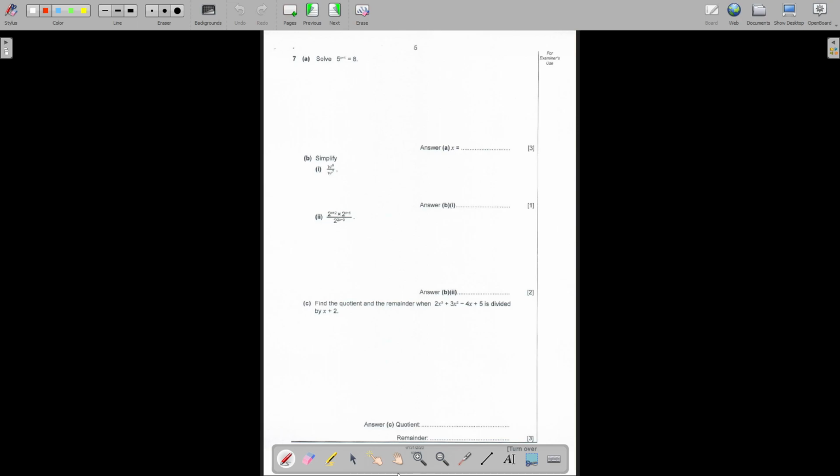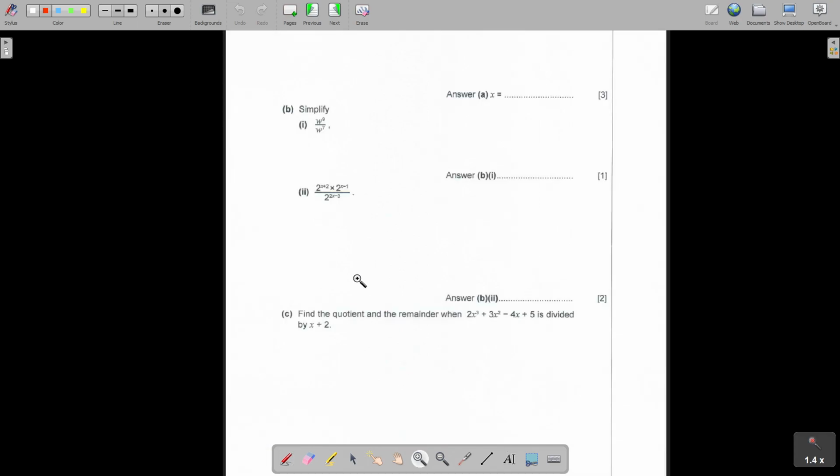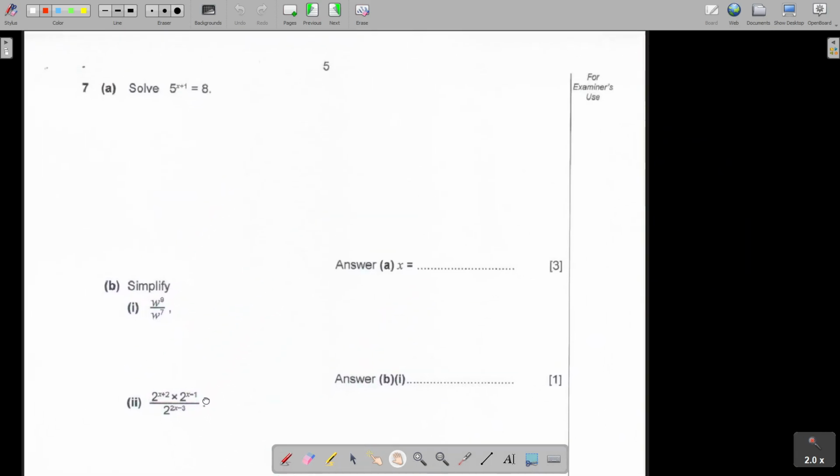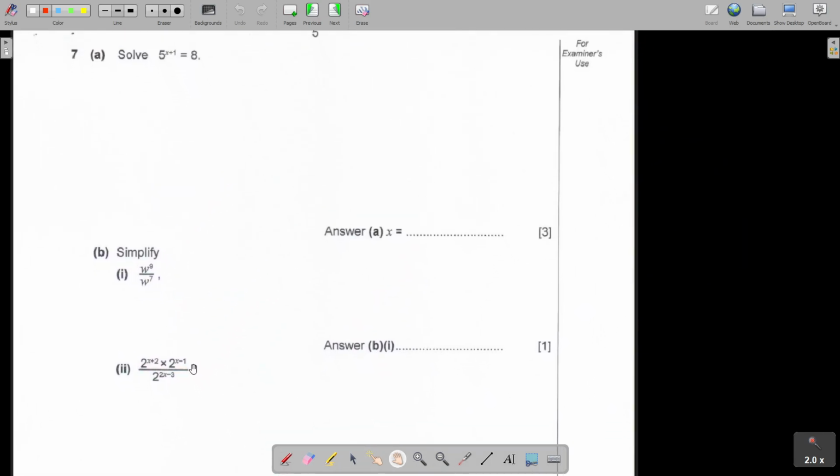Okay, let's look at question number 7. Okay, now as soon as I read this, I see it's exponents. Do you see? I see indices. Okay. Now I think, okay, this is indices. It can be indices, but don't forget the connections between indices and logarithms.